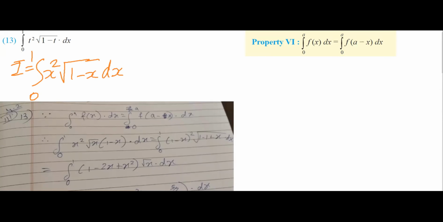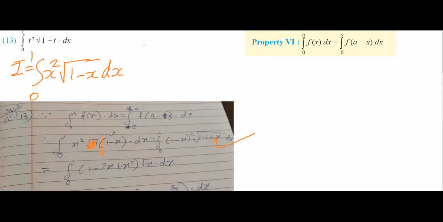In the integration from 0 to 1 of x squared times the square root of 1 minus x dx, what you have done here is apply the sixth property, that integration from 0 to a of f of x dx is equal to integration from 0 to a of f of a minus x dx. This property you have applied here. Perfectly correct. This you should not write.